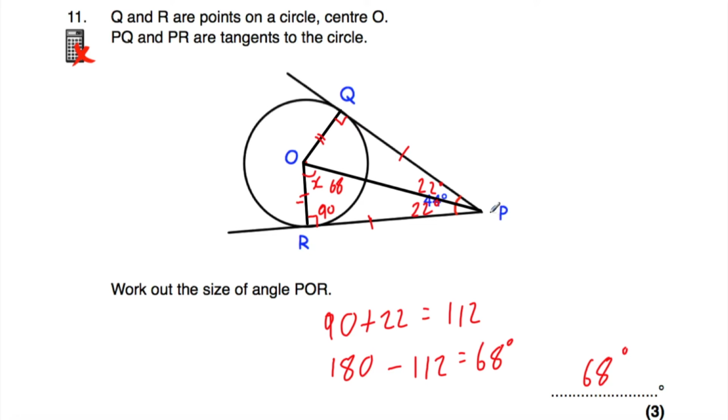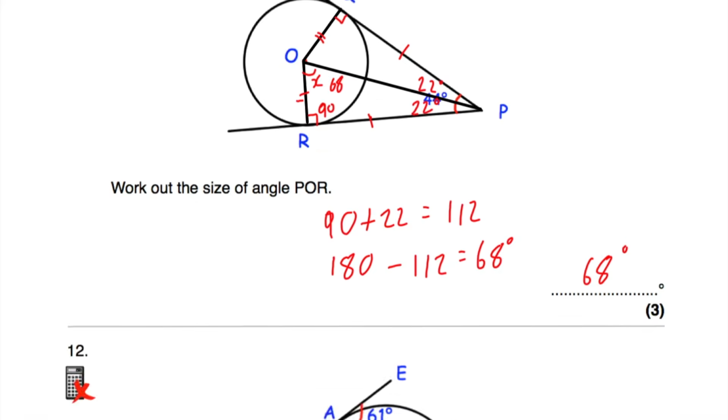So in that question, just to recap, we know that the tangent and the radius met at 90 degrees. We know that if we join the point P to O, we're chopping the 44-degree angle in half, so that's 22 degrees, and 90 plus 22 is 112, and when we take that away from 180, we get 68, so that's 68 degrees. Okay, let's look at our next question, question number 12.